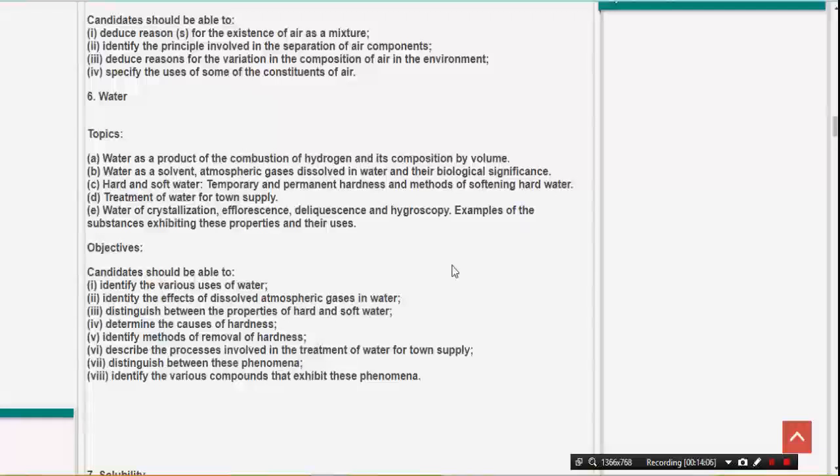Water of crystallization, efflorescence, deliquescence, and hygroscopy. Examples of substances exhibiting these properties and their uses.